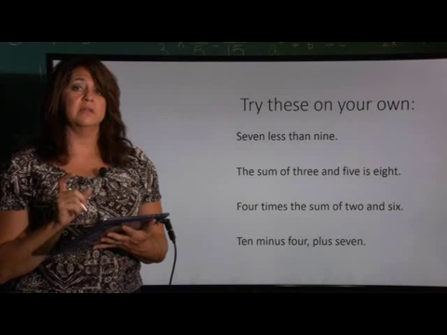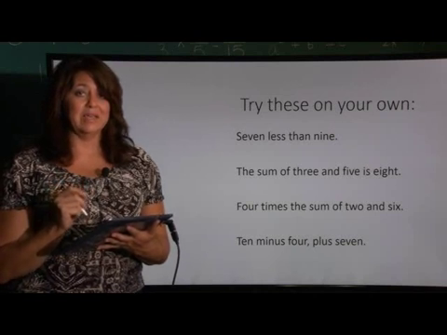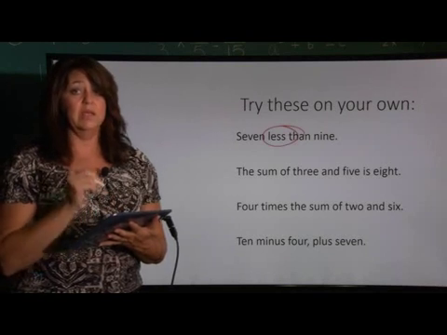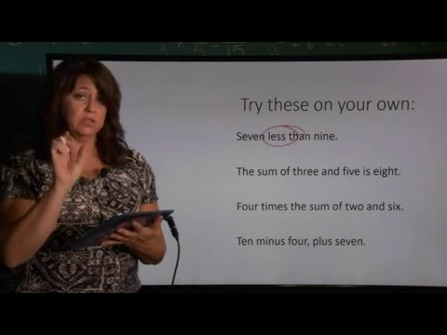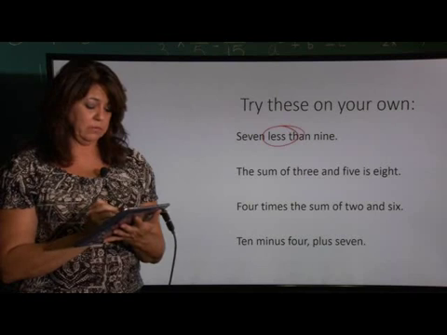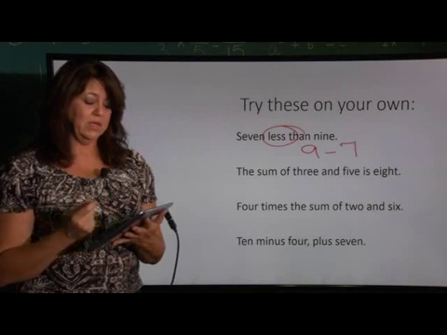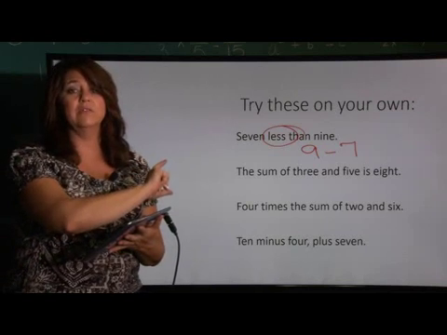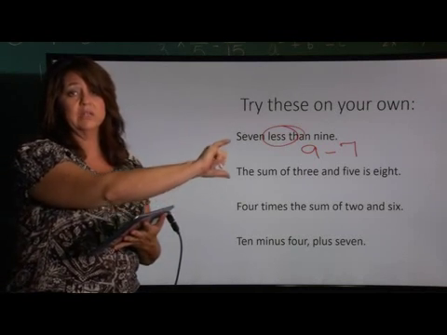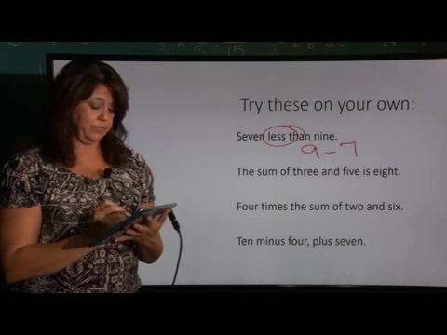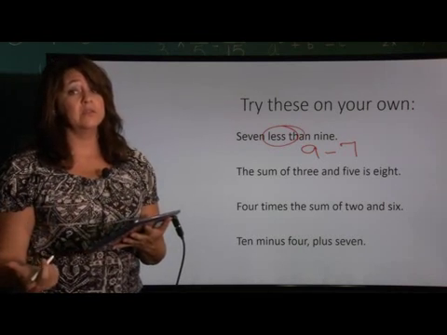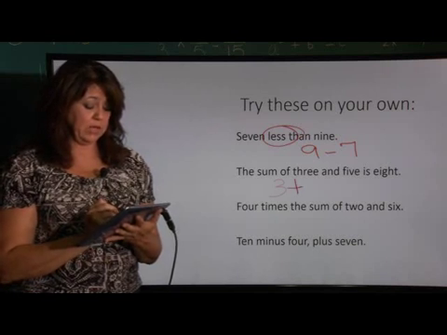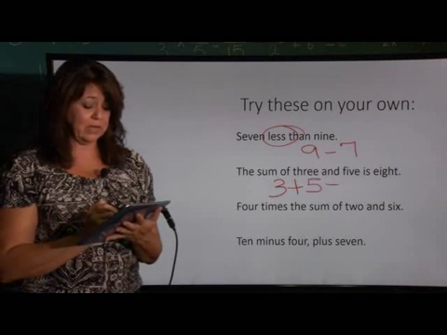Our first sentence is 7 less than 9. Be careful with that less than. That means you need to reverse the order of the numbers. 7 less than 9 will be written with the 9 first, then the subtraction, and then the 7. The others are very straightforward. The sum of 3 and 5 is 8.